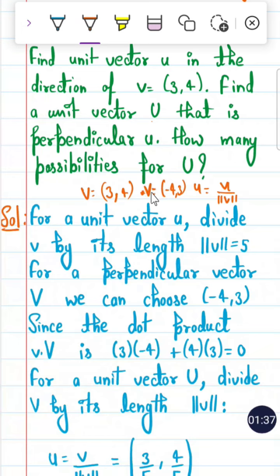Because perpendicularity is shown by: if v dot V is equal to 0, then this vector is perpendicular to this vector, right? So 3 dot -4 plus 4 dot 3 is equal to 0. So this implies that this capital V is the perpendicular vector of small v, right?